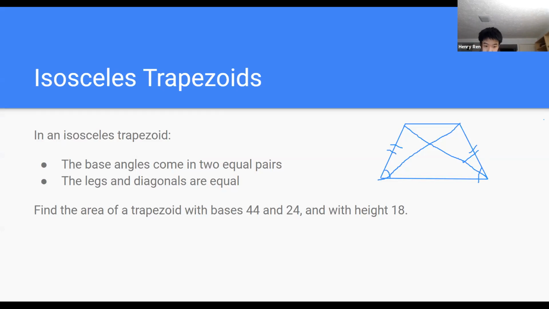Maxwell says 34 times 18. Cool. So 34 is what the median length is. He found that by adding the 2 bases together and dividing by 2, the average of the 2 bases, if you would. 44 plus 24 is going to be 68 divided by 2, you get 34. Or you can just find whatever number is between 44 and 24, and that would be 34. And then the height is 18, multiply 34 by 18.